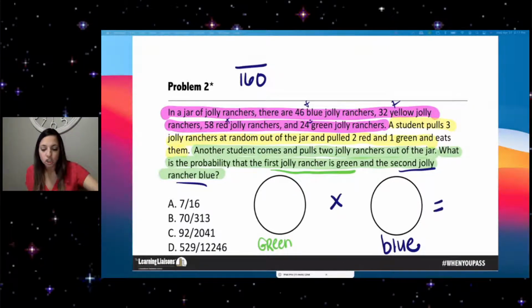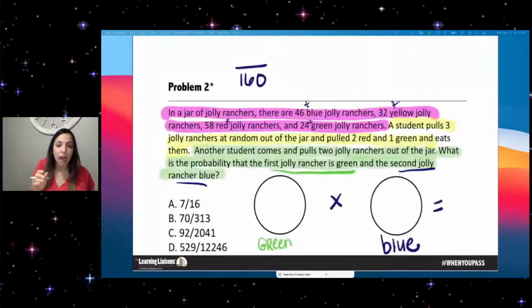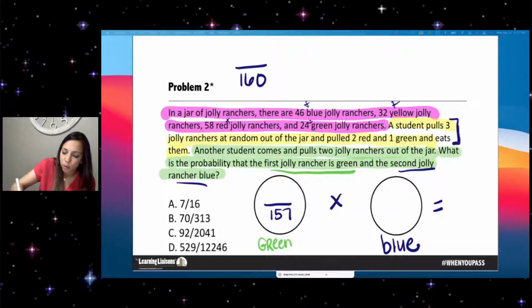Okay, moving on. So my green probability is not 100 out of 160 because remember, that yellow statement told us that the student came along and pulled 3 Jolly Ranchers out. So I have 157 Jolly Ranchers left in the jar after this student pulled 3 out. How many green are left in the jar after this student pulls 1 out? 24 minus 1, which is 23.